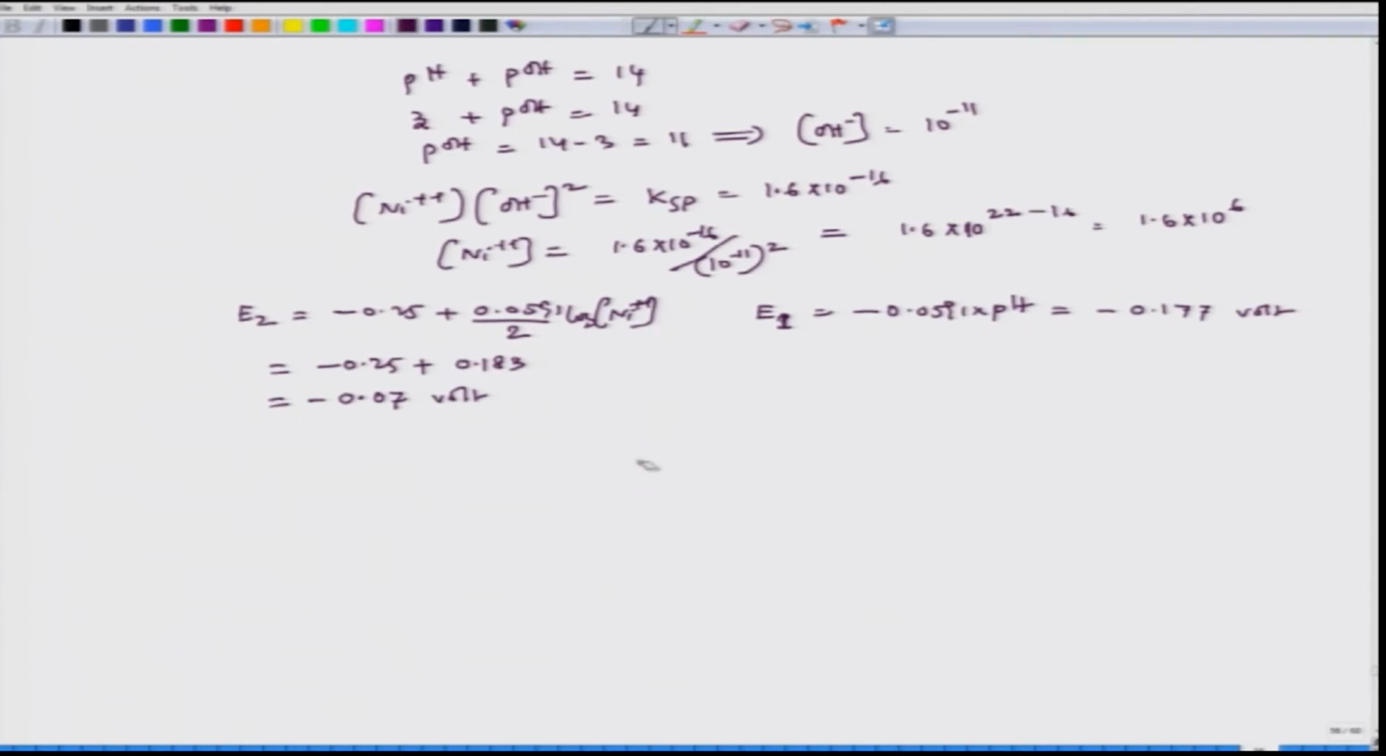Now, if I try to find out del E, which is equal to E1 minus E2, we can find out del E again. Then del E becomes 0.177 minus 0.07, which goes to 0.107.